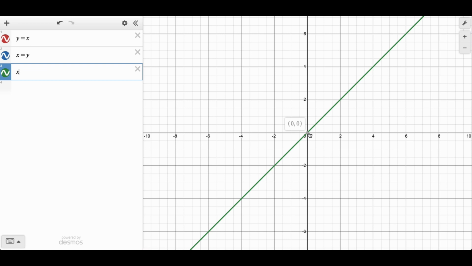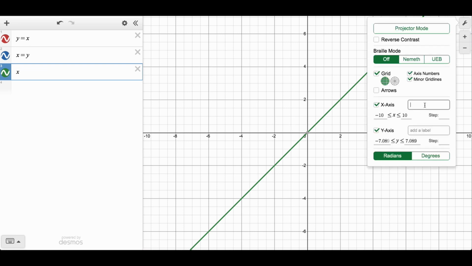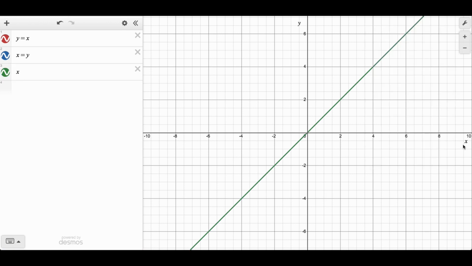So you can see that this is the x-axis, and let me just label that right here. So the x-axis and the y-axis. If I label them, you can see that this is the x-axis and this is the y-axis. And you see that this is the origin point. The point where the two axes meet is the origin, and the origin is always (0, 0).